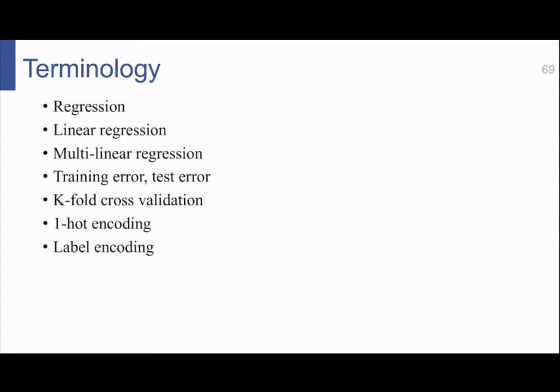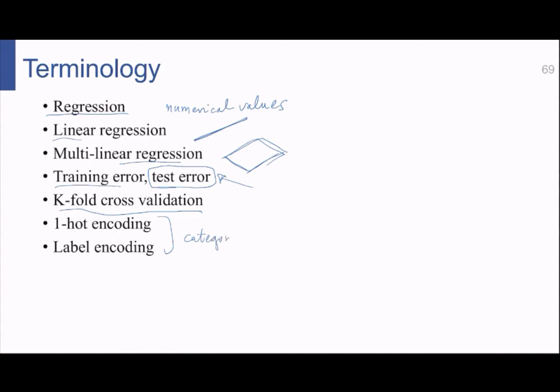So what we discussed today was regression. We saw that with regression, you can predict numerical values. We introduced linear regression as a very simple predictive model, and multilinear regression if you use multiple columns as your features. We discussed training error and test error. You should always estimate how good your model is using the test error and not the training error. You can also make your estimate of the error more robust using k-fold cross-validation. And we discussed how to handle categorical variables or columns using either one hot encoding or label encoding.